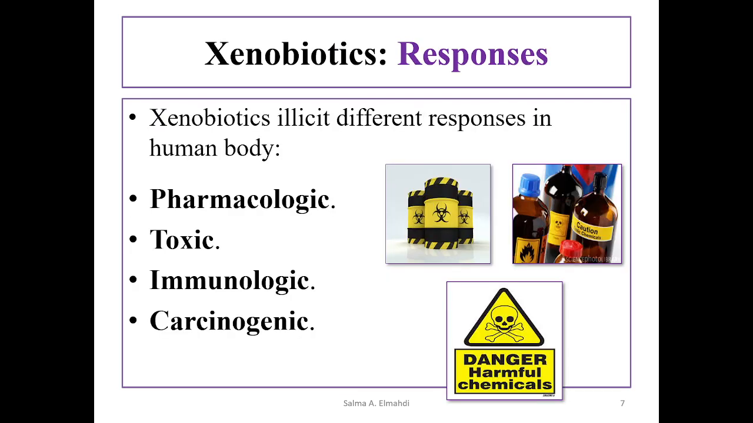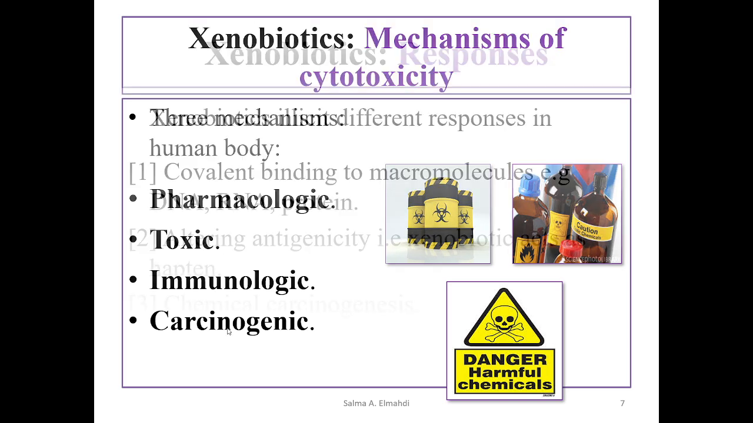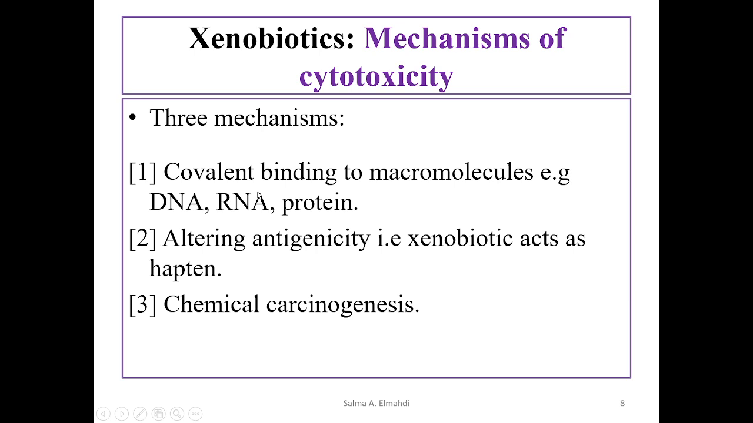Xenobiotics elicit different responses in the human body. The effect could be a pharmacologic effect, a toxic effect, an immunologic effect, or a carcinogenic effect through three mechanisms. Xenobiotics have the ability to bind to macromolecules such as DNA, RNA, and protein and interfere with the functions of these macromolecules. Xenobiotics can alter antigenicity. For example, of a certain protein, it will act as an antigen, while the xenobiotic itself acts as a hapten.